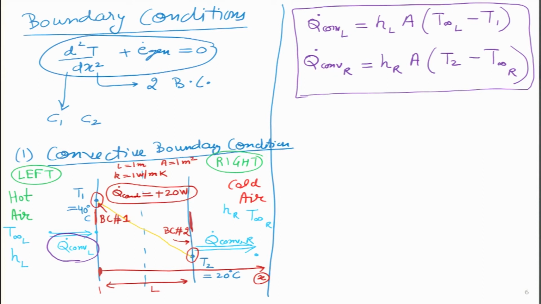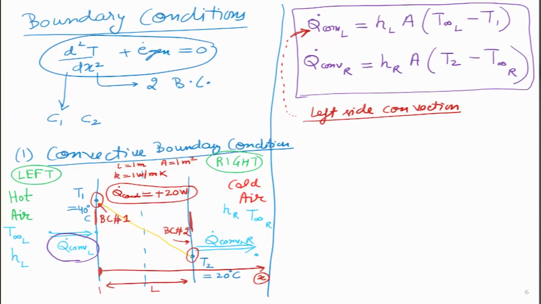Let us first start with the left side convection, and for that we have already written the expression over here. What will it be equal to? You recall some fundamental laws of nature: conservation of mass, momentum and energy. So we can do the energy balance on this particular interface, the plane wall boundary on the left hand side.